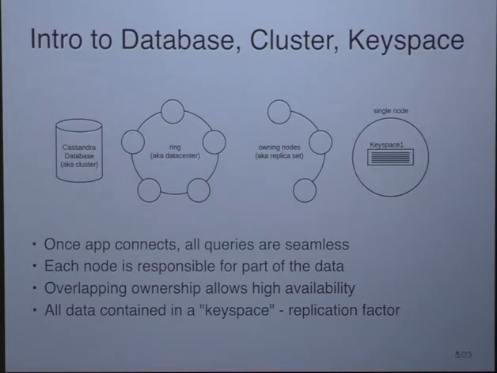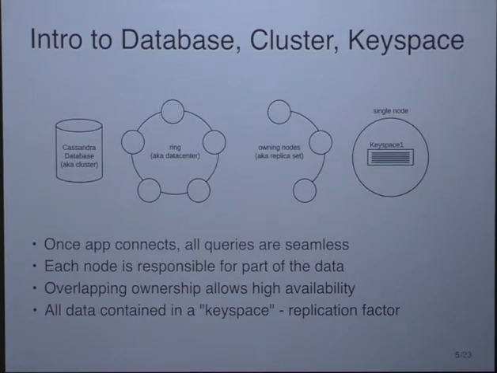Then if you break it down further, if you're talking about a single record, there are a set of nodes that own that record. And I'm going to call those the owning nodes. They're also known as a replica set. And then inside a single node, there's data organized by key space and table in files and directories. The ownership is overlapping, so multiple nodes are responsible for a single record.